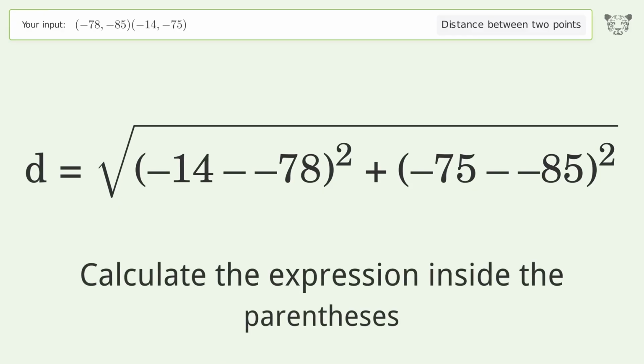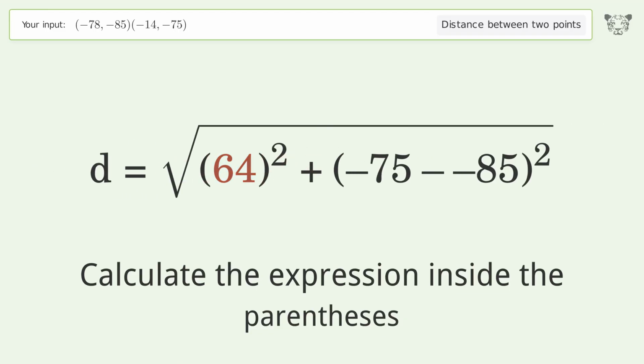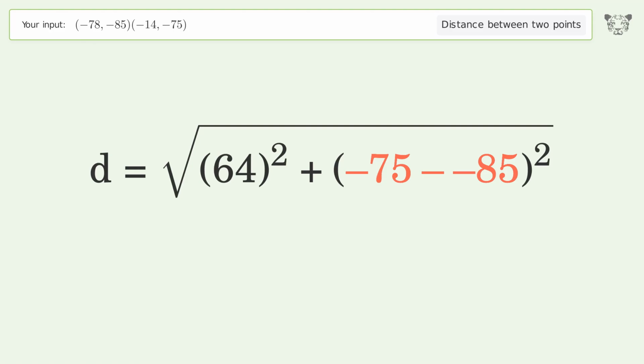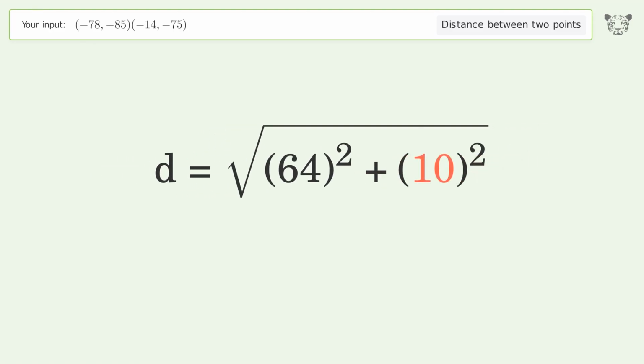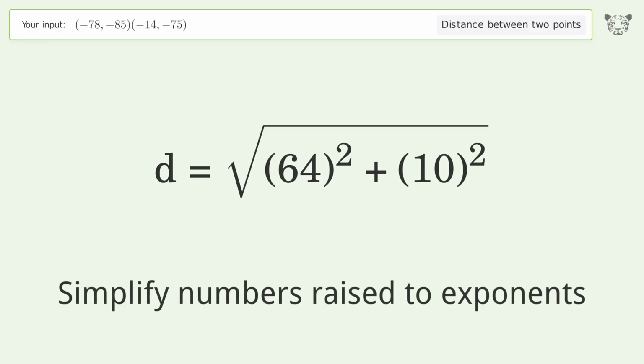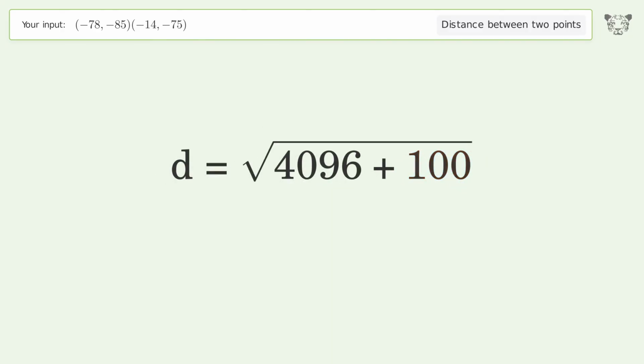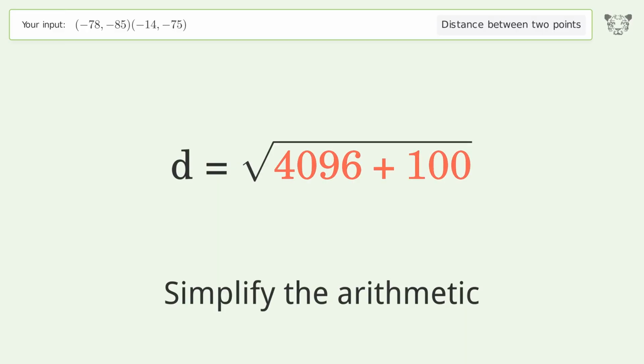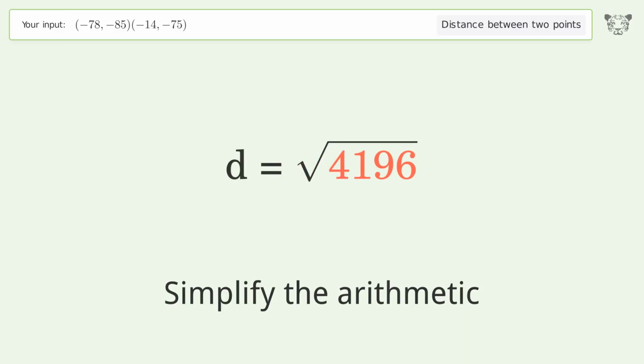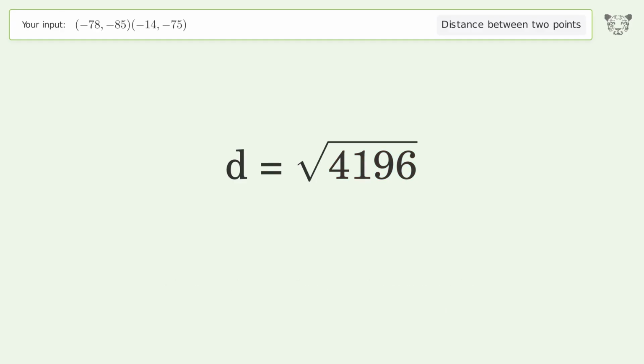Calculate the expression inside the parentheses. Simplify numbers raised to exponents. Simplify the arithmetic. And so the distance between the 2 points is the square root of 4,196, or 64.777.